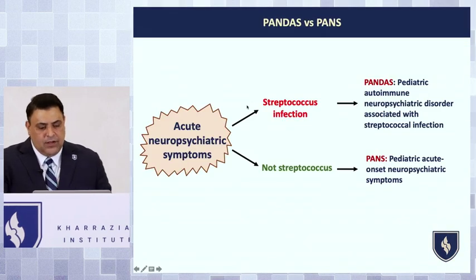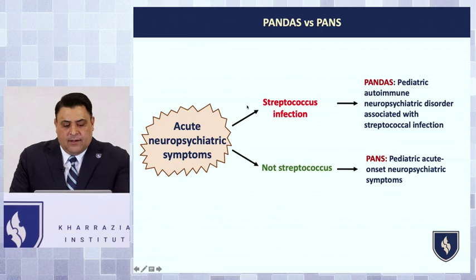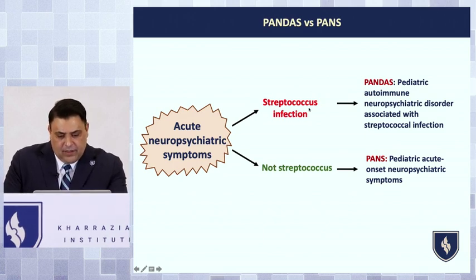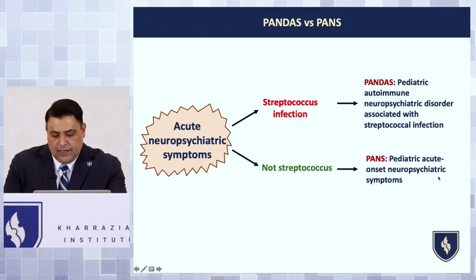So with acute neuropsychiatric symptoms, if the infection is streptococcus, then that's the classical model that was first discovered, pediatric autoimmune neuropsychiatric disorder associated with streptococcal infection. Autoimmune because antibodies are being produced to attack self-tissue. And then non-streptococcus is now just being termed pediatric acute onset neuropsychiatric syndrome because it could be any kind of pathogen that produces antibodies that cross-react with the brain.